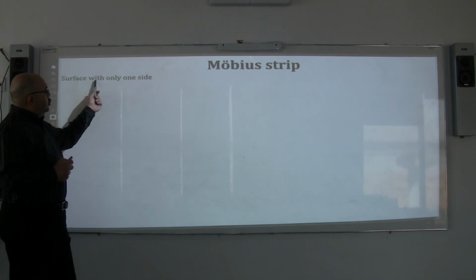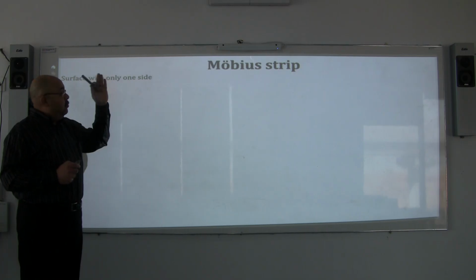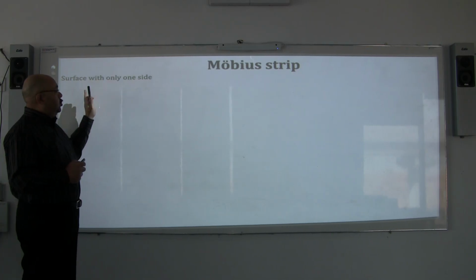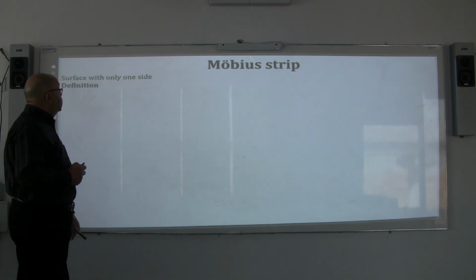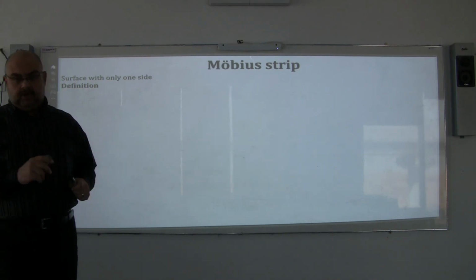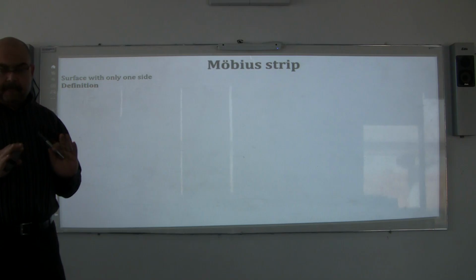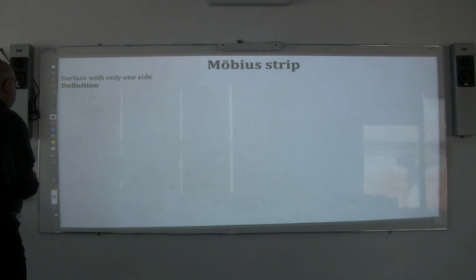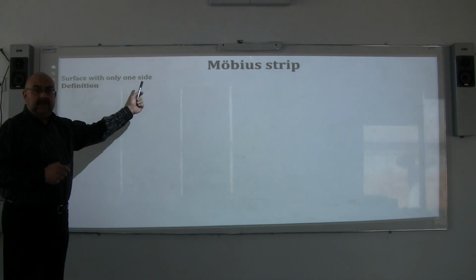So the surface has only one side. For the Mobius strip, it's just a surface with one side. That's an introduction for the last part of our course. It's very, very simple, and you will see. It's a surface with only one side.